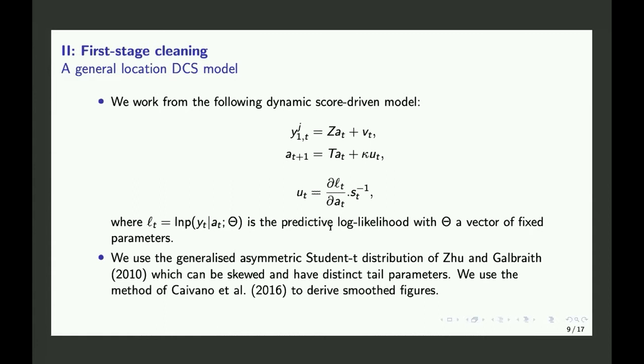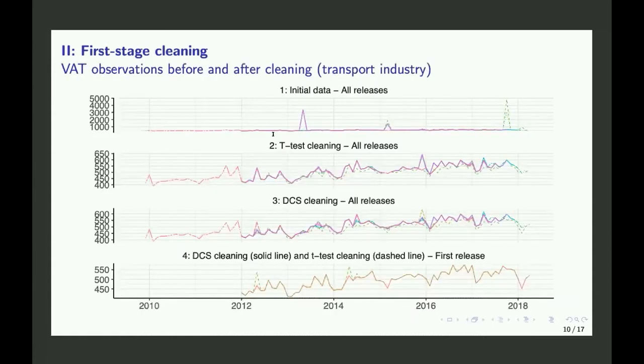So we use these two methods. We estimate one series using this nonlinear method and another series using the normal state space method. And what we do at the end is that we combine both approaches. So I'm showing the results using the transport industry as an example. On the first graph, graph 1, we have the initial data. So we can see the very large observation errors. Here I'm showing the 11 successive releases of the data.